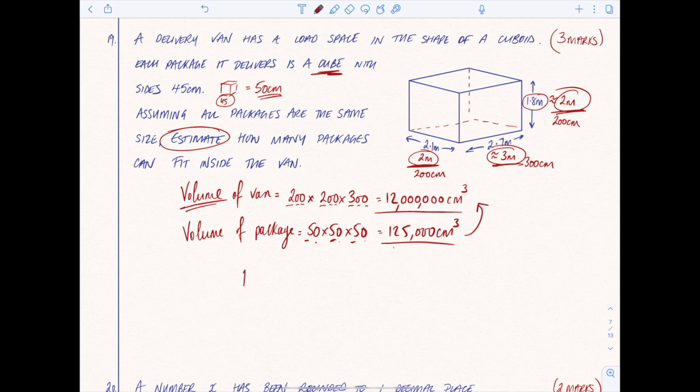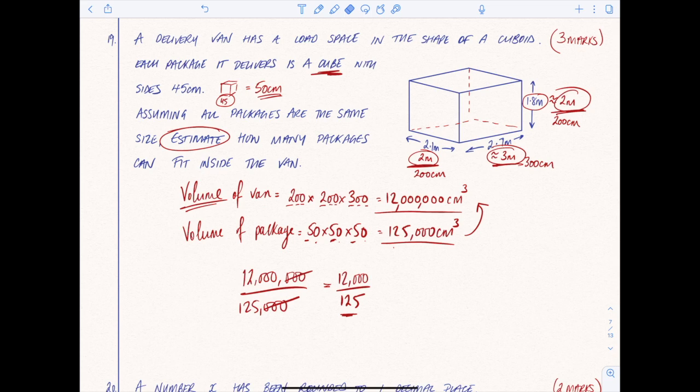So I'm going to do 12 million divided by 125,000. Those 3 zeros can cancel out those 3 zeros. So I'm effectively doing 12,000 divided by 125. Okay. Now, that's quite difficult to do, but you do know if I did 125 times 100, it would end up giving me 12,500. So it's going to be close to that.